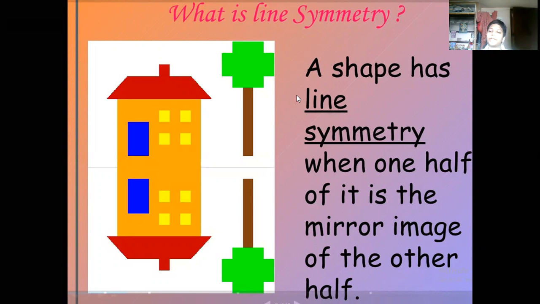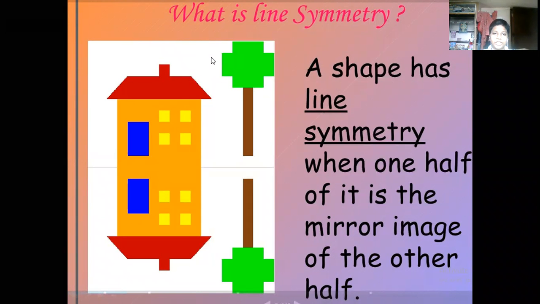The line of symmetry means a line which is drawn such that both the sides are equal. Then the line is called a line of symmetry. We can tell it in this way also: a shape has a line of symmetry when one half of it is the mirror image of the other half.